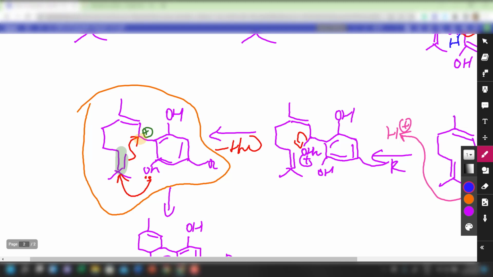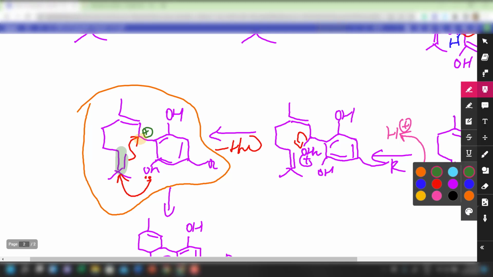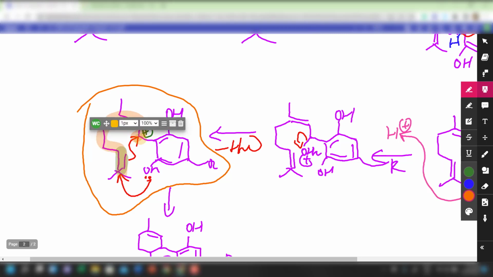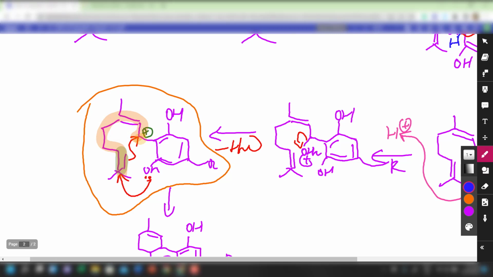Remember that this structure is a little string-like, and it's flexible, like a rope. So it can either be tilted up a little bit high and approach from the top face, or it can tilt a little bit lower and approach from the bottom face. So the top and bottom face attack is, in this case, probably near equal probability, and this will result in the formation of two enantiomers, or an enantiomeric pair.